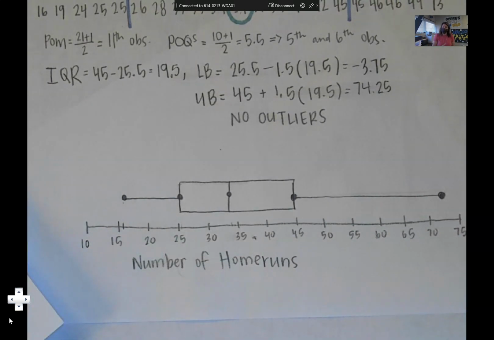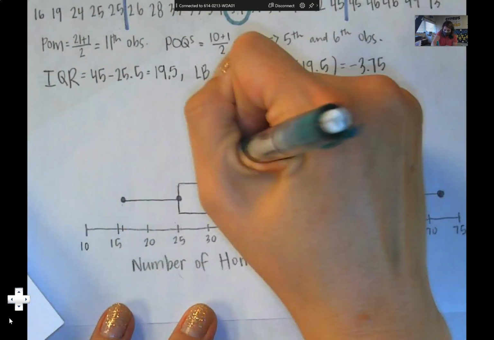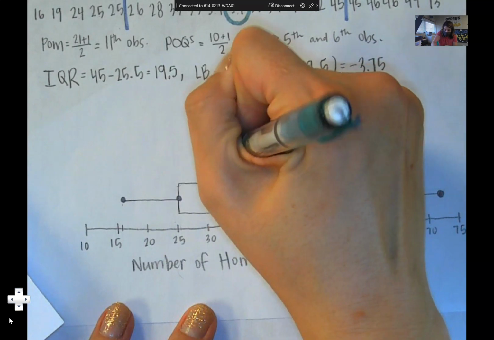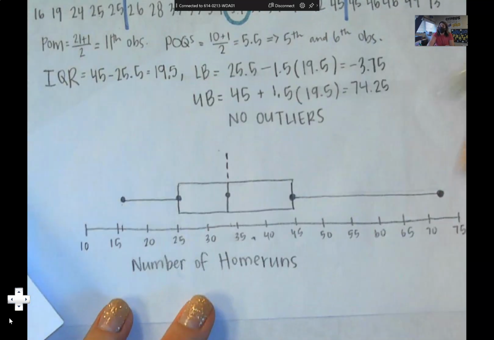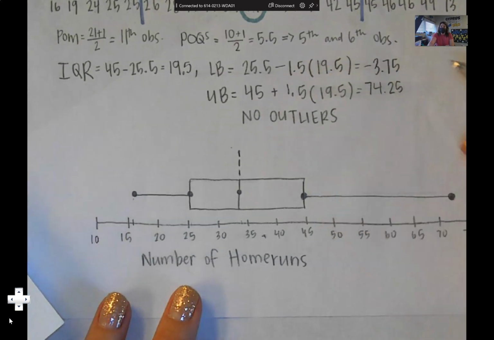Okay, we can actually tell the shape of a distribution based off of the box plot. And here's how you do it. You go to the median. So we line up with the median. I'm just drawing like a dotted line. And you calculate the length of each side of the box plot.